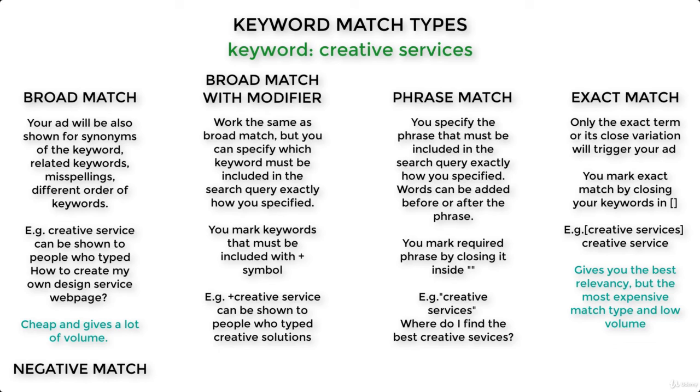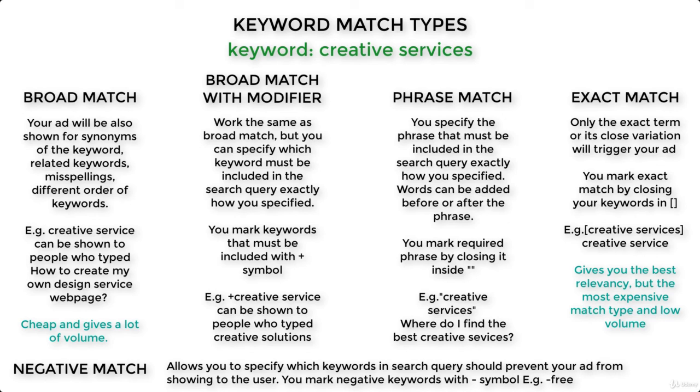The last match type is negative match type. If you use match types other than exact match type, you should specify which keywords used in a query should prevent your ad from showing to the users. These can be keywords like free, tutorial, YouTube, and other that are not relevant to your business. You mark negative keywords by placing minus sign before them. For example, even if we specified creative services as phrase match, but we added free as negative match type, our ad will not be shown in front of the user who entered into Google search bar, "Where can I find free creative services?"